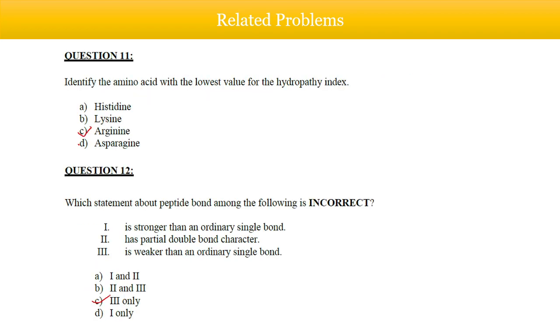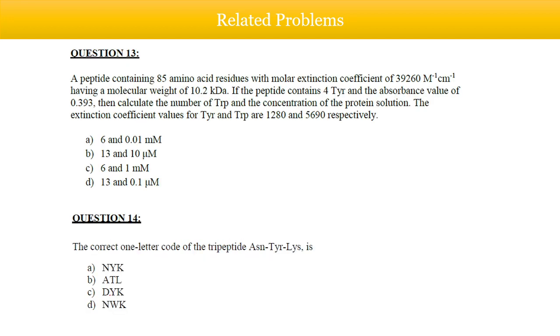So I've discussed all of these in my slides, so you can go through them and get to the correct answer. These are the questions which you would be expecting in your exams and assignments. Now a peptide has 85 amino acid residues with a molar extinction coefficient which is given, and a molecular weight of 10.2 kilodaltons. If the peptide contains 4 tyrosine, and the absorbance value is 0.39, then calculate the number of tryptophan and the concentration of the protein solution. The extinction coefficient values for tyrosine and tryptophan are 1280 and 5690 respectively.